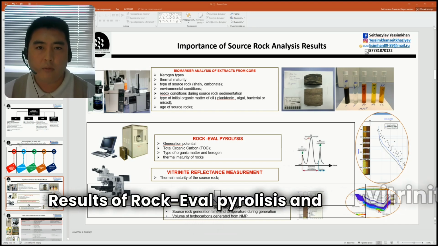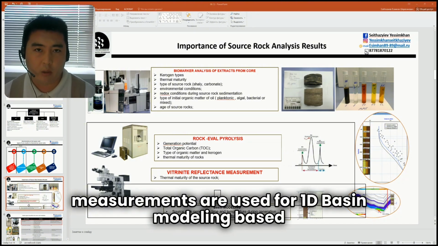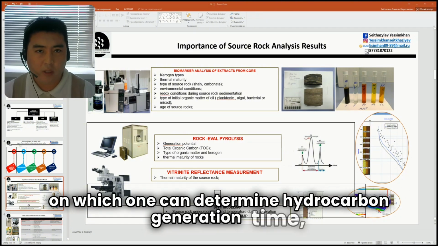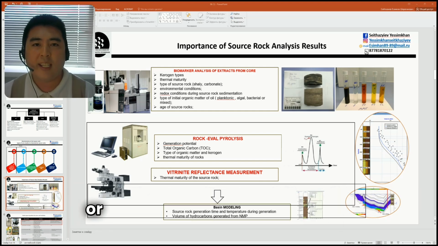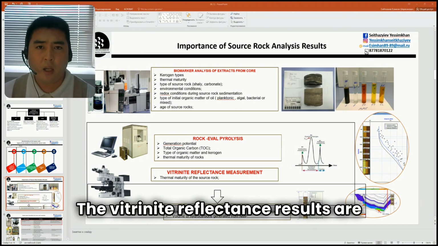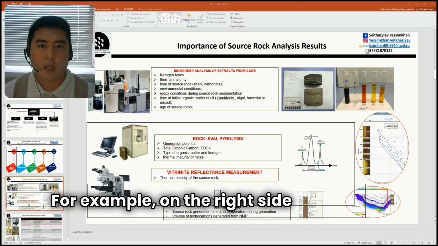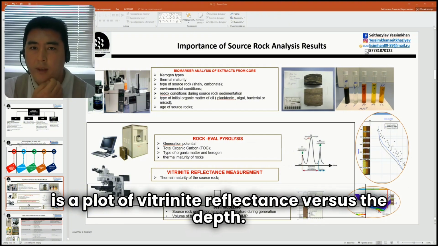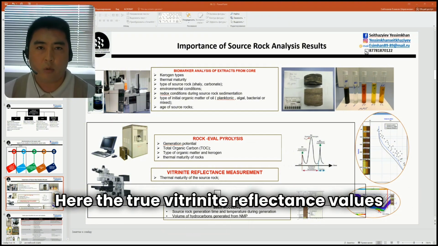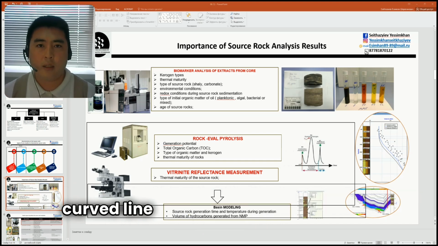Results of Rock-Eval pyrolysis and vitrinite reflectance measurements are used for 1D basin modeling, based on which one can determine hydrocarbon generation time, generation temperature, and the volume of hydrocarbons generated or expelled from the source rock. The vitrinite reflectance results are used to calibrate the model. For example, on the right side of the slide, there is a plot of vitrinite reflectance versus the depth. Here, the true vitrinite reflectance values, which are represented by the circles, must match with the curved line for the model to be correct.